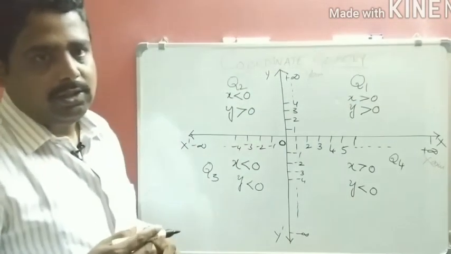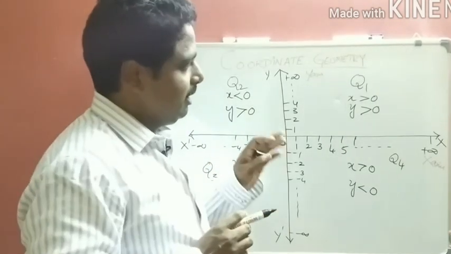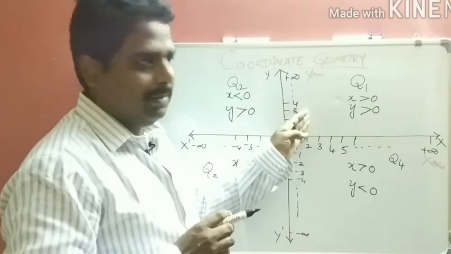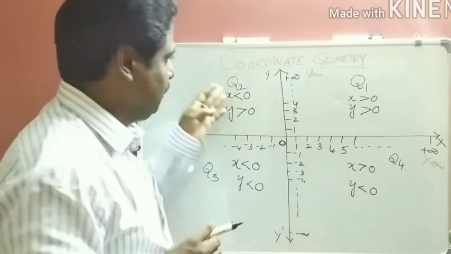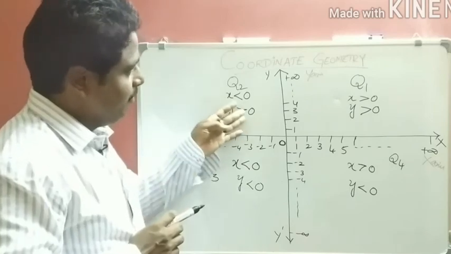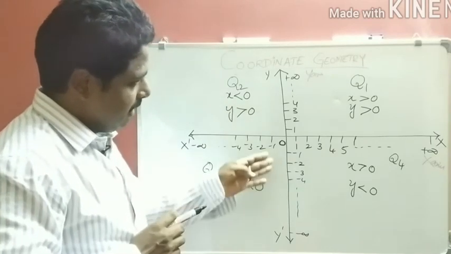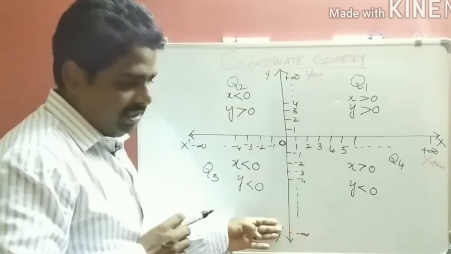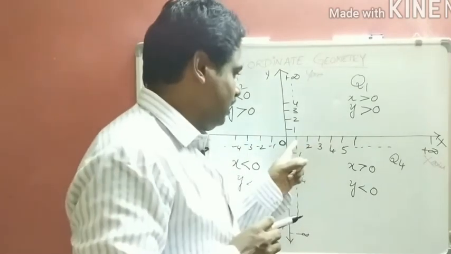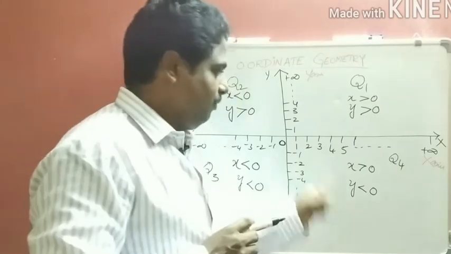Okay. By this Cartesian plane, we can conclude the characteristics of the numbers in each quadrant. In the first quadrant, both x and y are positive. In the second quadrant, x is negative and y is positive. In the third quadrant, x is negative and y is negative. In the fourth quadrant, x is positive and y is negative.